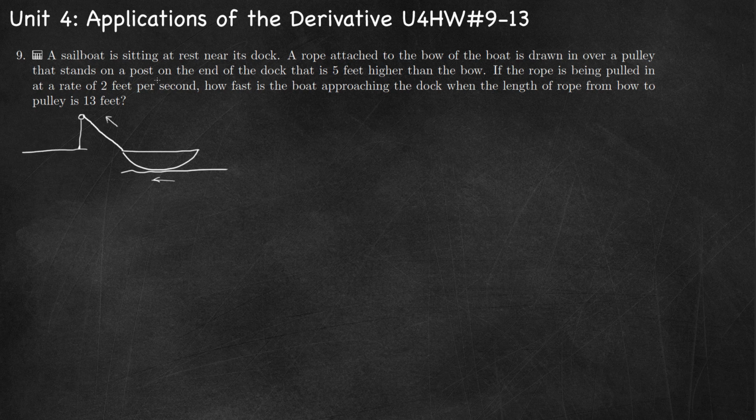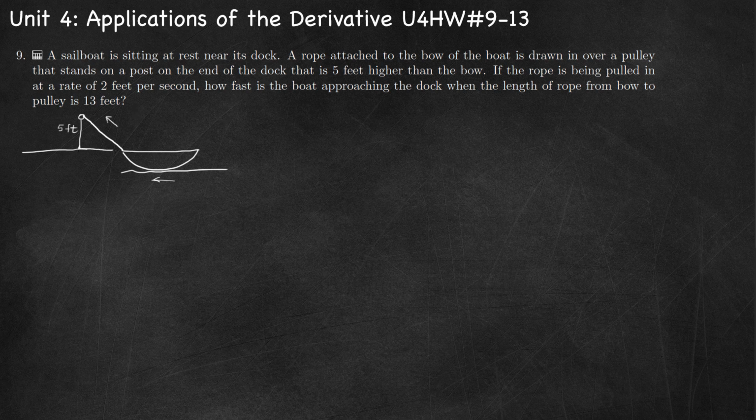Now let's read through this again. The sailboat is at rest near the dock. A rope attached to the bow is drawn in over a pulley that stands on a post on the end of the dock, 5 feet higher than the bow. So this distance from the pulley to the bottom of the deck is 5 feet. I'll go ahead and put units on that. The rope is being pulled in at a rate of 2 feet per second, and we want to know how fast the boat is approaching the dock.